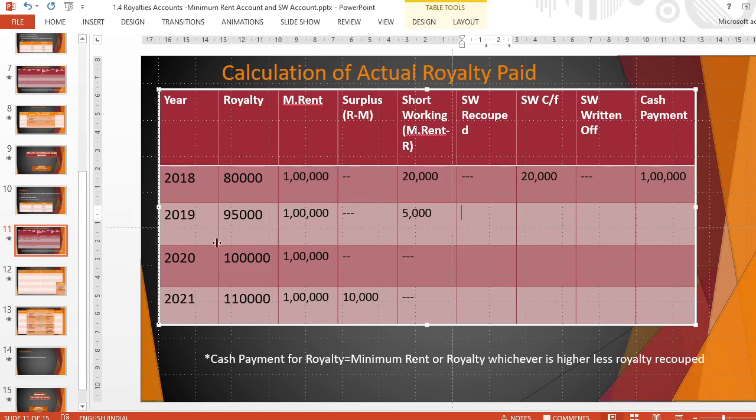And the next year 2019, previous year short working 20,000, current year short working 5,000, but there is no surplus. So as there is no surplus, we cannot recoup any balance. But consider here, short working can be recouped only in the immediately next year.